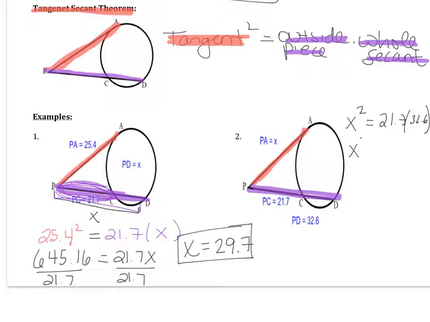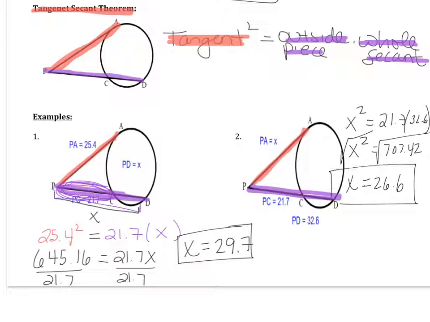So I have x squared equals 21.7 times 32.6, which is 707.42. So now how do I solve for x? I got to square root this. So square root 707.42. I get 26.6. So x is 26.6. And I'm done. When you're good, flip your paper.